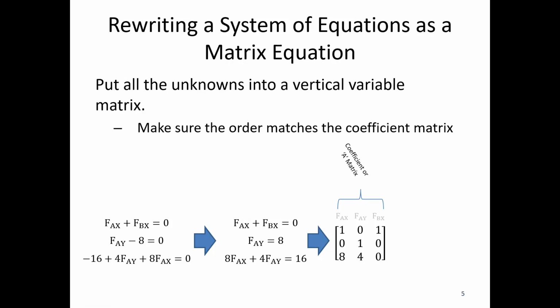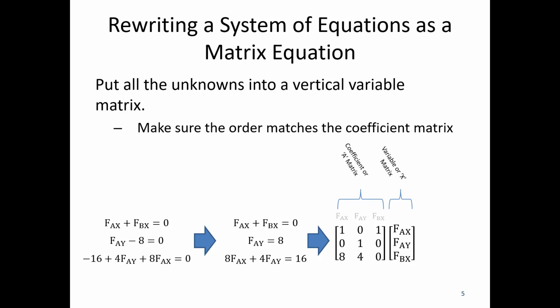I'm going to next put all of the unknowns into a vertical variable matrix. So you're going to basically copy the order that you used here. So Fax, Fay, Fbx, and this here, Fax, Fay, Fbx, put them in a vertical matrix like that. This is our variable matrix, x, is what we're going to be solving for.